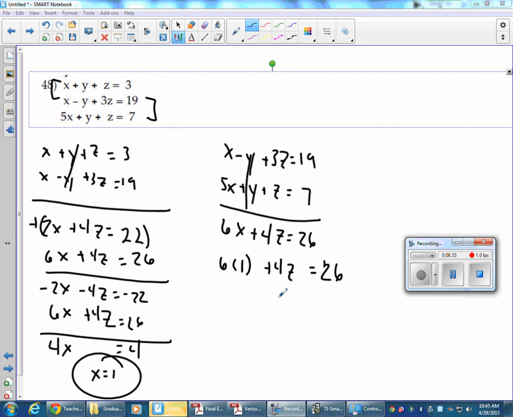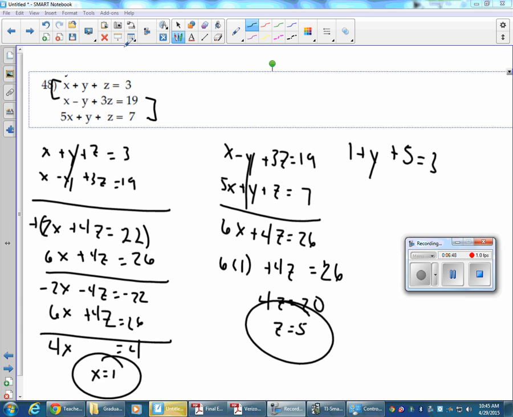And I subtract 6, I get 4z equals 20. Divide by 4, I get z is 5. Now go to one of your first equations. I know what x is. It's 1. I don't know y. I know that z is 5.